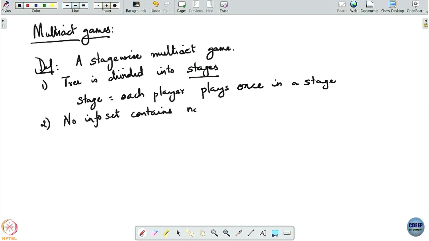contains nodes from more than one stage. Okay, this is stage-wise. So, this is what makes a game stage-wise.